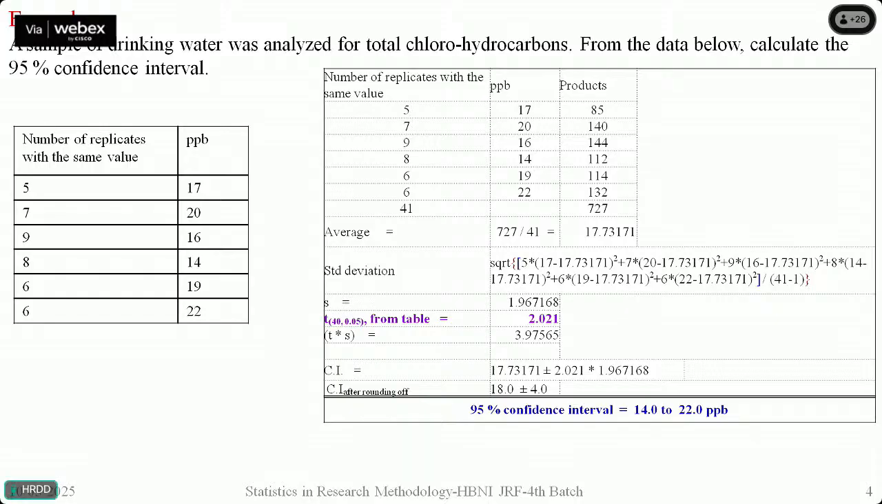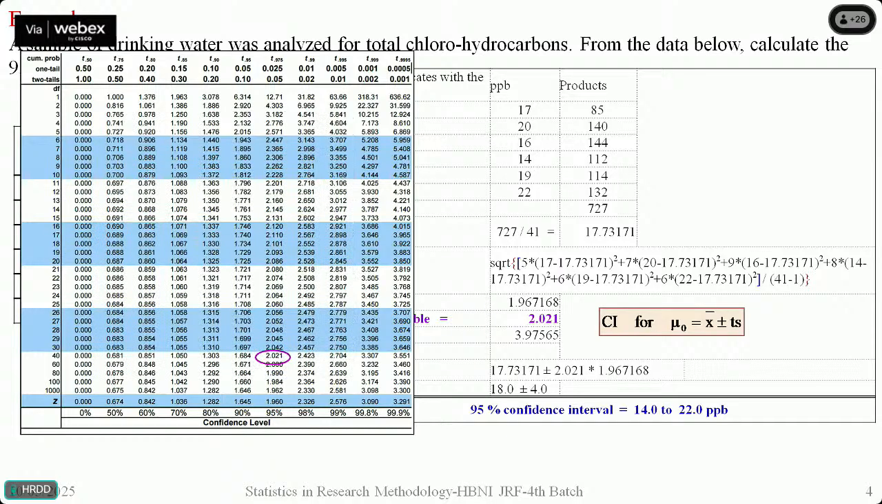Let me show you the t table also alongside so that it will be easy for you to do. Since there are 41 measurements, the degrees of freedom will be 41 minus 1, 40. Then we have the calculated mean value as 17.7317. Then the t value you take from the table, 94-95% confidence level for 40 degrees of freedom.